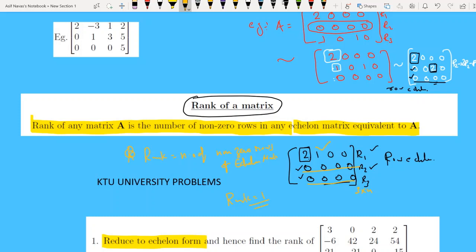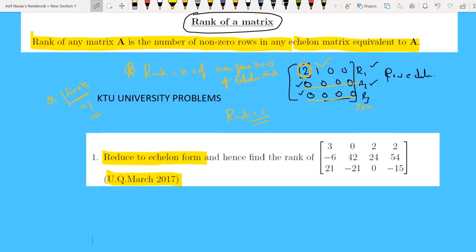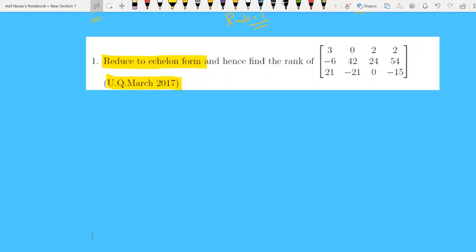So you have to calculate how many non-zero rows, or you have to calculate how many pivots are there. So here only one pivot is there, so rank is equal to 1. Okay, so now we will do this problem. Reduce to row echelon form and find rank of this matrix. Okay, this is a KTU 2017 March question.